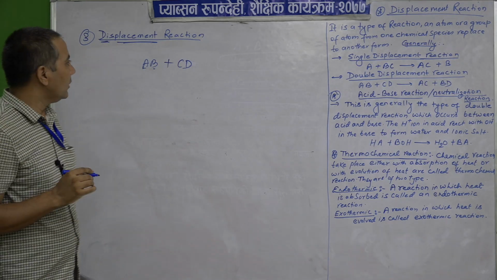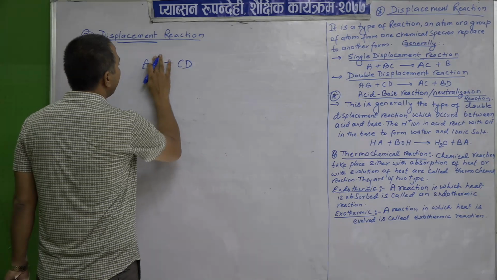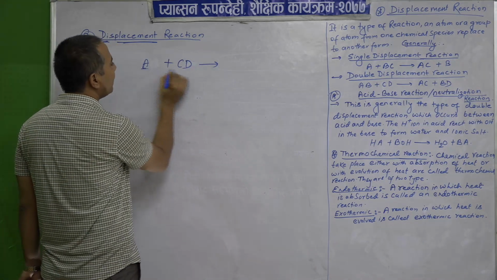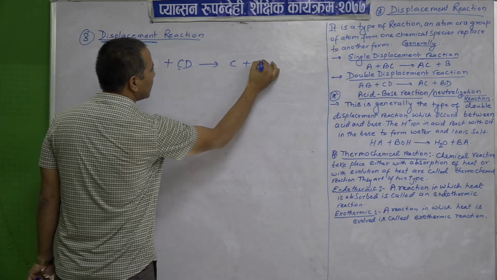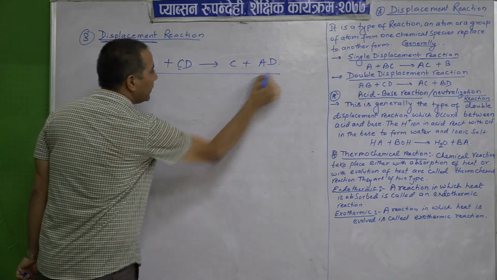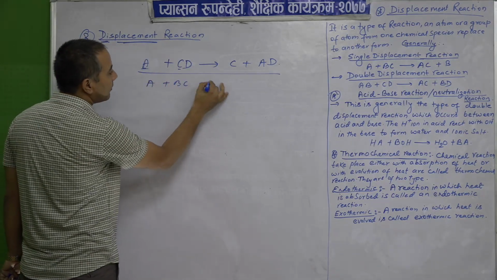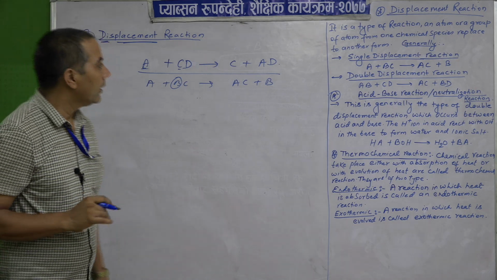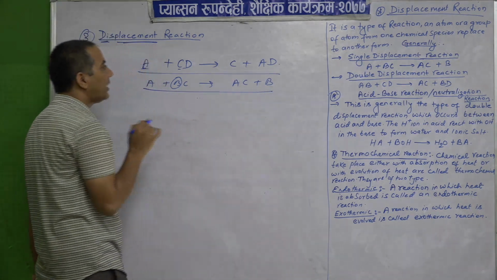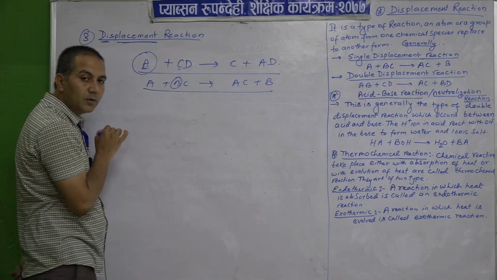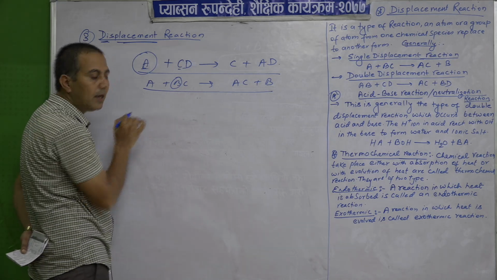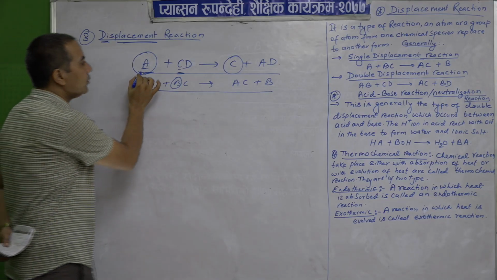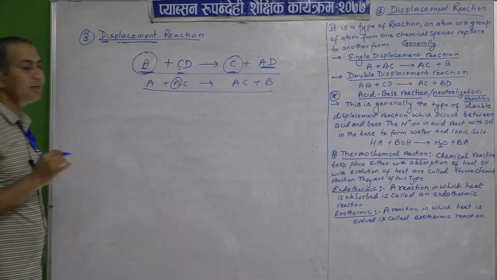Or A and CD. Then one of these will be replaced by the other, suppose C plus AD, or for your easiness we can say A plus BC equals AC plus B. The first one is replaced by the other one. That is called the displacement reaction, in which A replaced the position of which atom? A replaced the position of C, isn't it? So, A replaced the position of C and AD is combined.